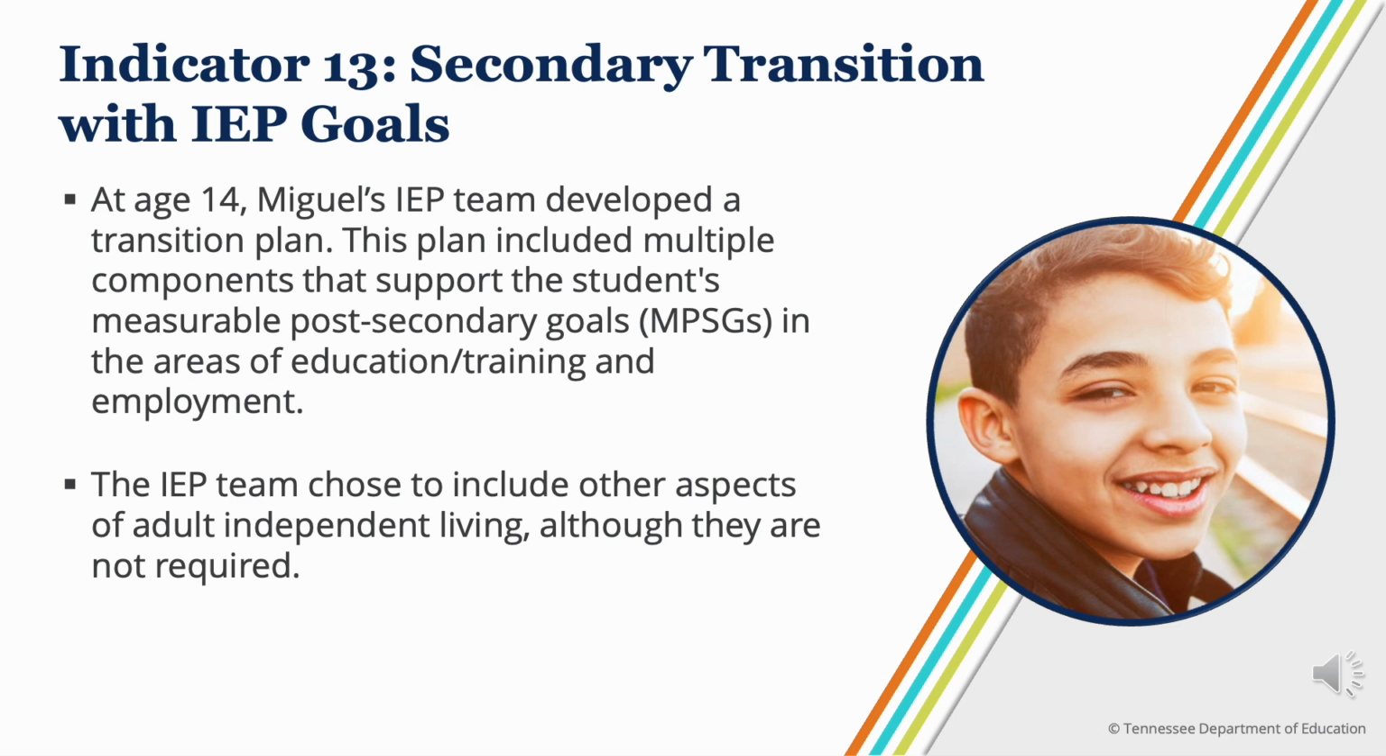There are 8 essential components in a secondary transition plan, with measurable post-secondary goals being just one of them. This transition plan helped Miguel explore areas of interest, gain knowledge about those fields, and create actionable steps to prepare for life after high school. It's important to remember this as we continue to go through Miguel's story, as the measurable post-secondary goals he articulated will be a driving force in determining whether he meets his post-school outcomes.